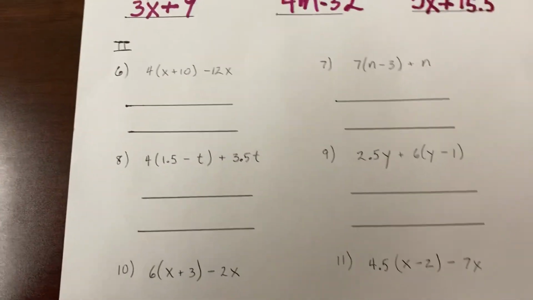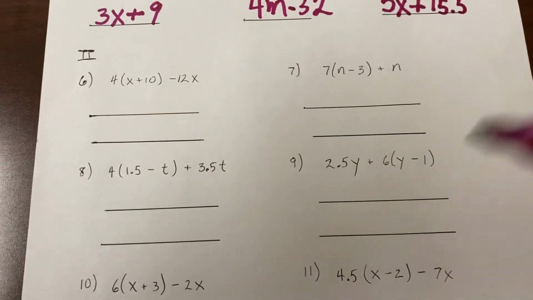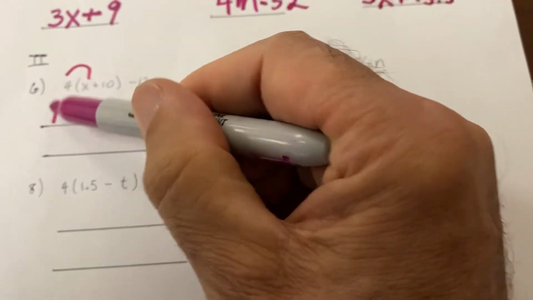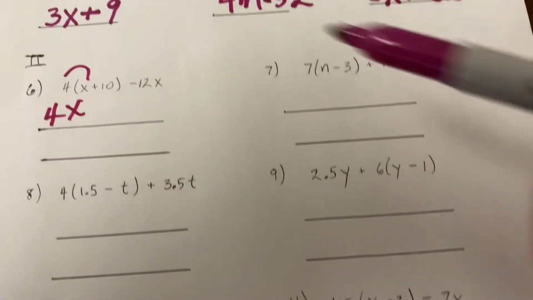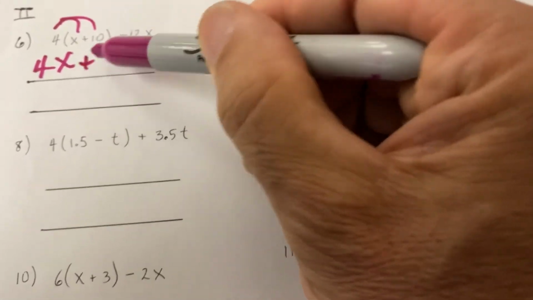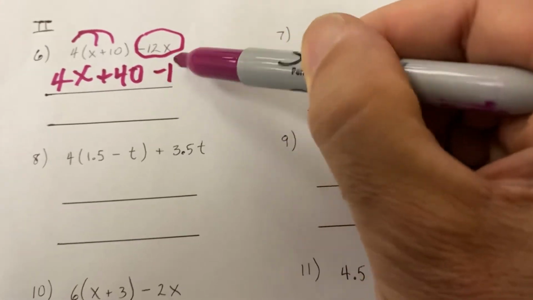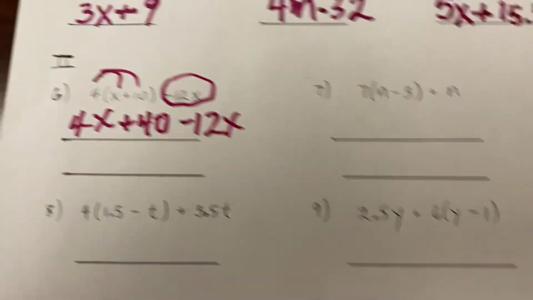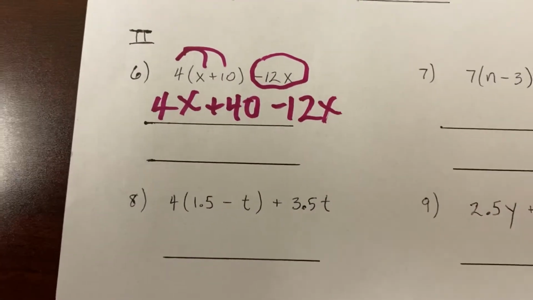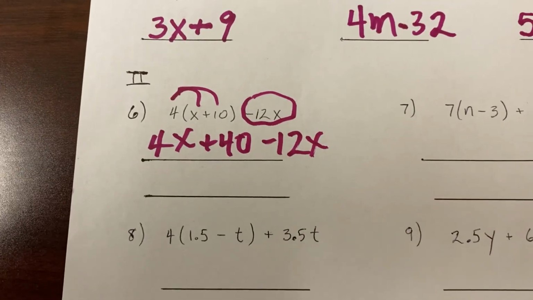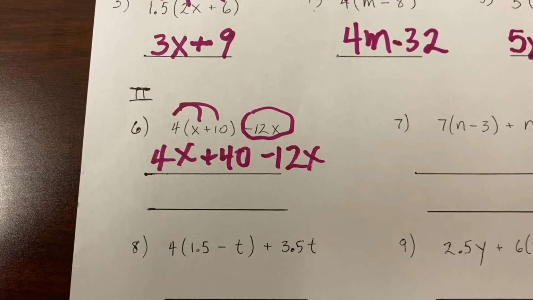Okay, now these problems are a little bit bigger, but you're just gonna do what we just did above, and then there's one more step. So first, 4 times x, 4x. 4 times 10, 40. Now this minus 12x, you just bring it down, okay? You know that step in math, right? Bring it down. And now you look at it, we're not done. I see 2 x's and 1 number.